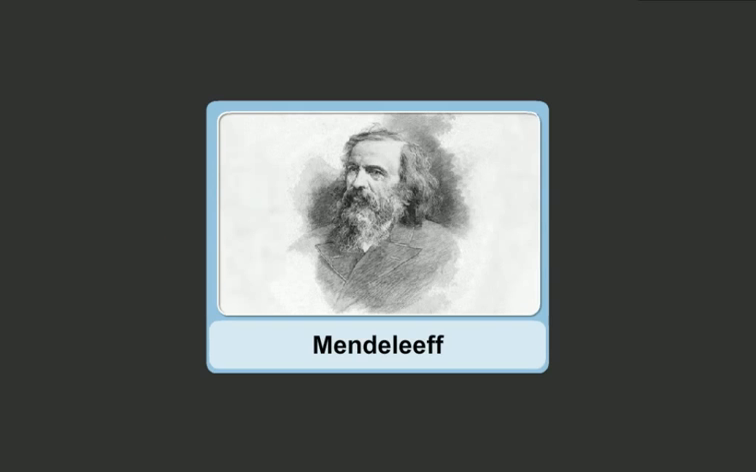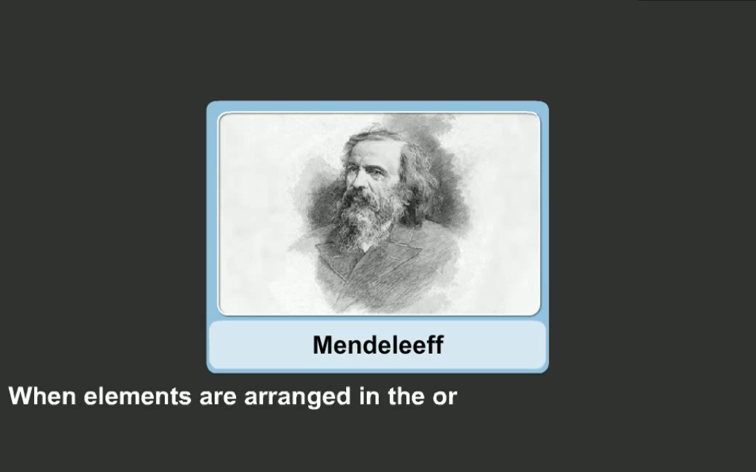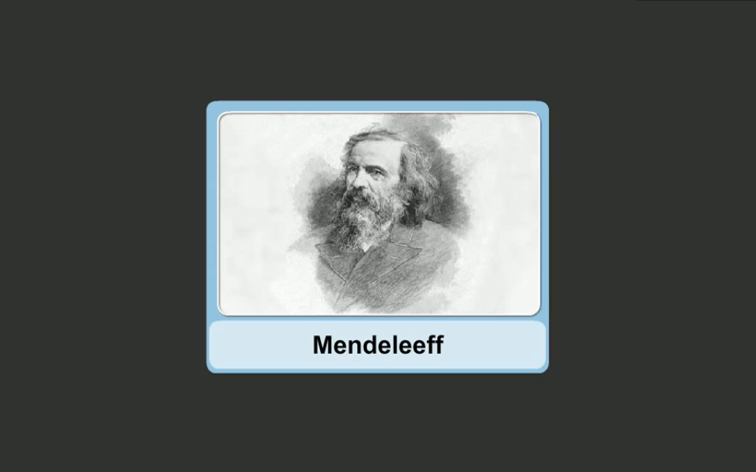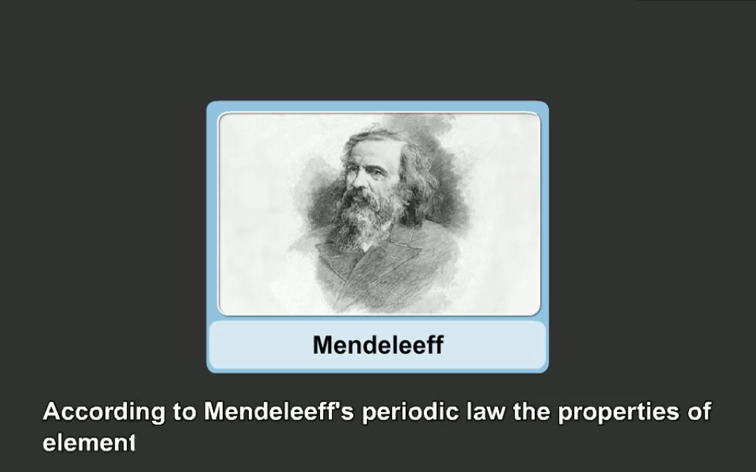While working on the classification of elements, a Russian scientist, Mendeleeff, found that when elements are arranged in the order of increasing atomic masses, the elements with similar properties occur at regular intervals. Based on this observation, Mendeleeff gave a periodic law in 1869. According to Mendeleeff's periodic law, the properties of elements are a periodic function of their atomic masses.